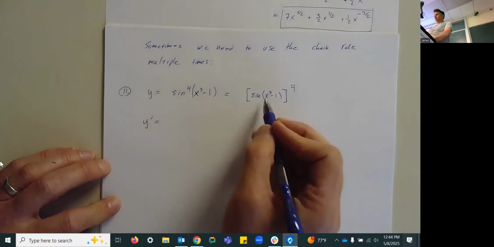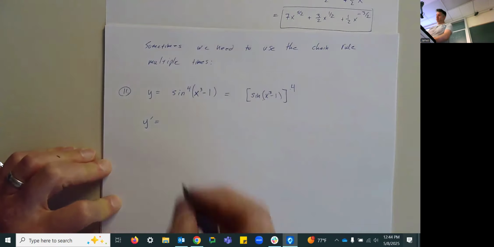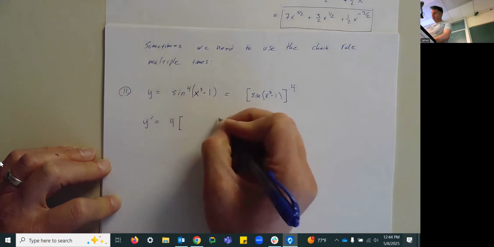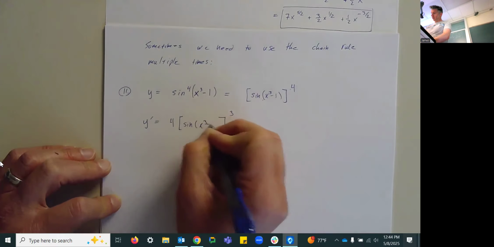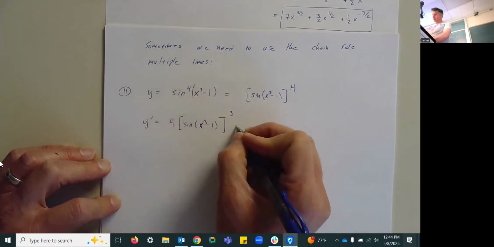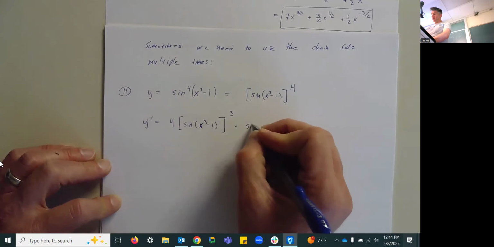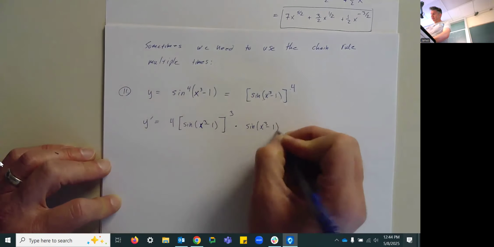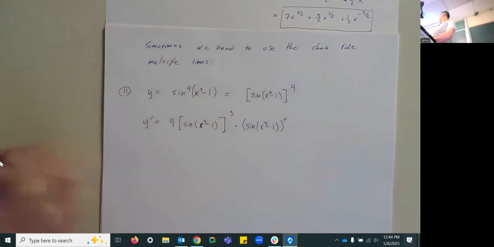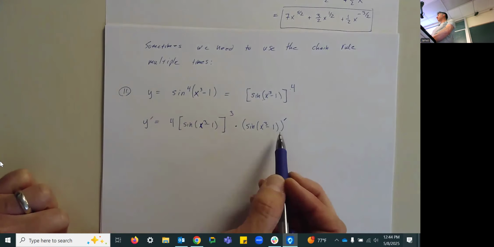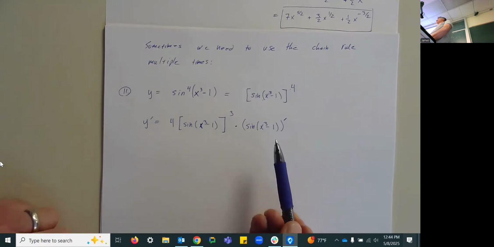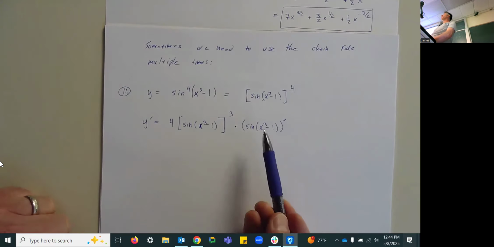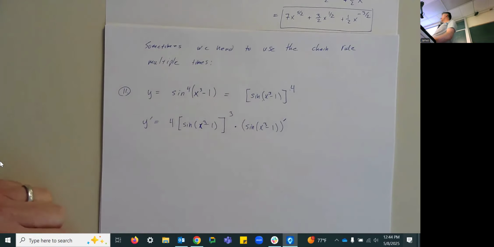So when we start differentiating, I'll do this in a couple of steps. I have some stuff to the fourth power, so my derivative is going to be 4 times that stuff to the third power. And then we, of course, have to multiply by the derivative of the stuff. For this step, I am just going to write the derivative of sine of x cubed minus 1. But look, the thing we're now having to differentiate also requires the chain rule. We have sine of some new stuff. The derivative is going to be cosine of that new stuff multiplied by the derivative of the new stuff.